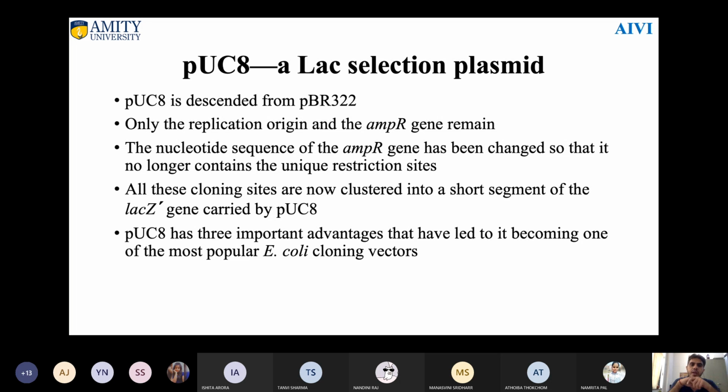So what is pUC8? P stands for plasmid. U and C stand for University of California. The 8 is a number. So this is plasmid University of California 8. It is a descendant of pBR322. So what are the things there in pBR322? We further modified this pBR322 to get this new vector, or we imported some more things. That means it is going to have whatever things are there in pBR322.